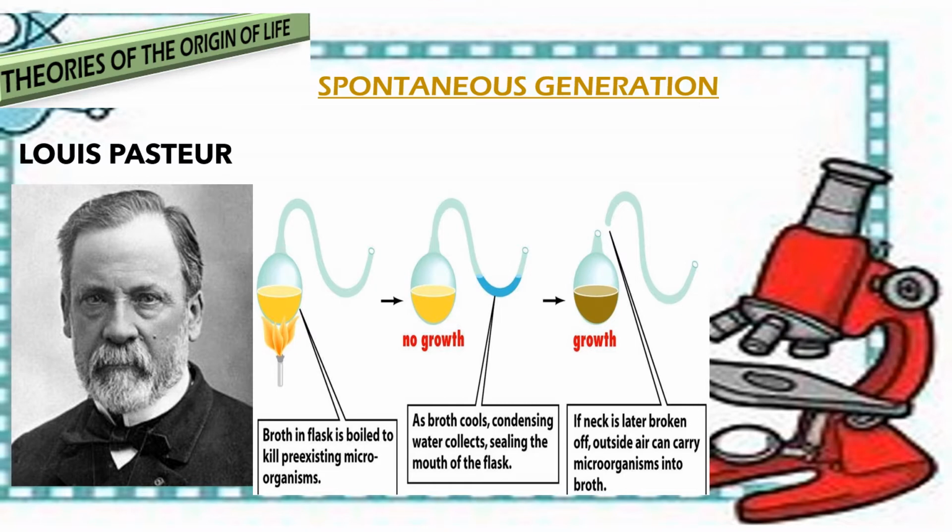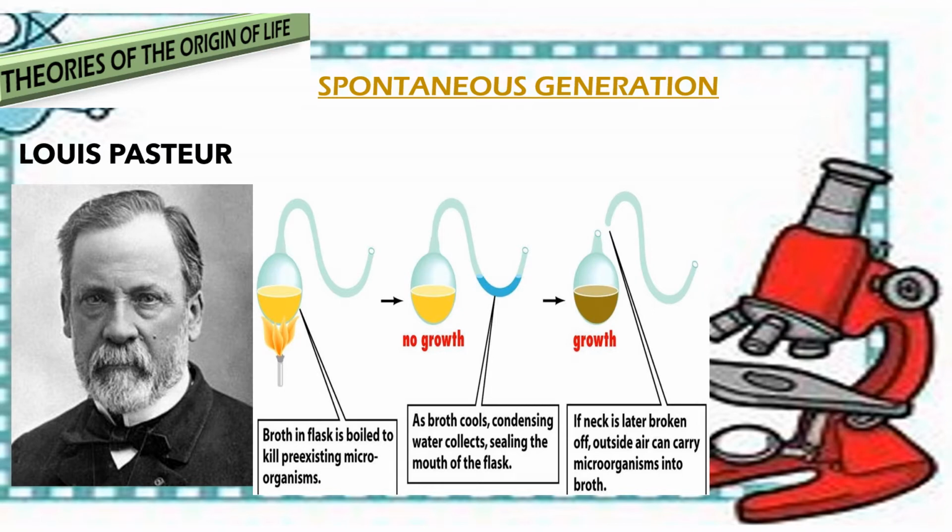So the flasks were left open to allow the vital element in air to enter, but no organism developed in the mixture. It was because the microorganisms settled on the bottom of the curved neck of the flask. So you can see the curved neck on the flask. This was the flask that Louis Pasteur was using.